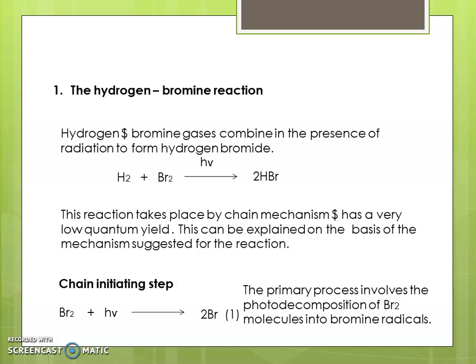Why is it so? Here we are discussing that part. This can be explained on the basis of the mechanism suggested for the reaction. Even though this reaction follows chain mechanism, it has a very low quantum yield. This mechanism is somewhat different. The first step is the chain initiating step, the primary process, which involves the photodecomposition of Br2 molecules into bromine radicals.